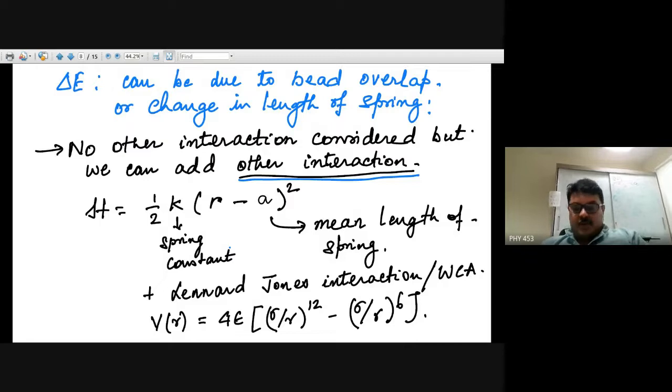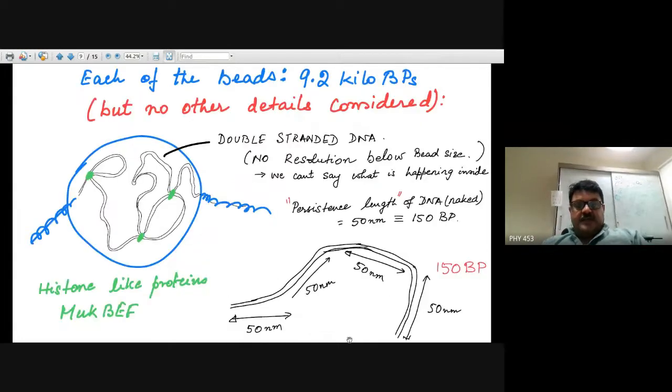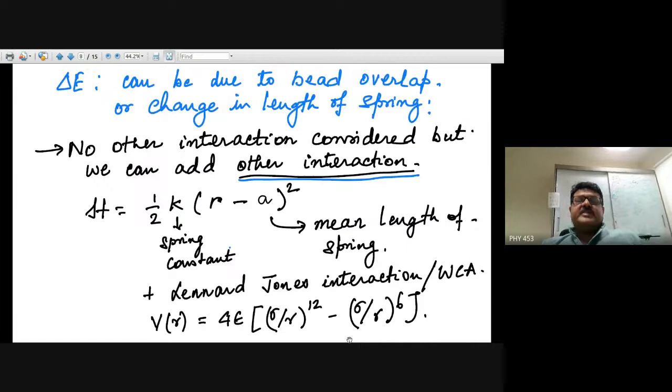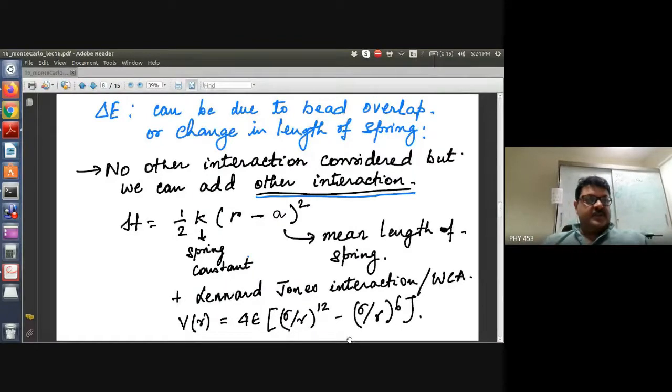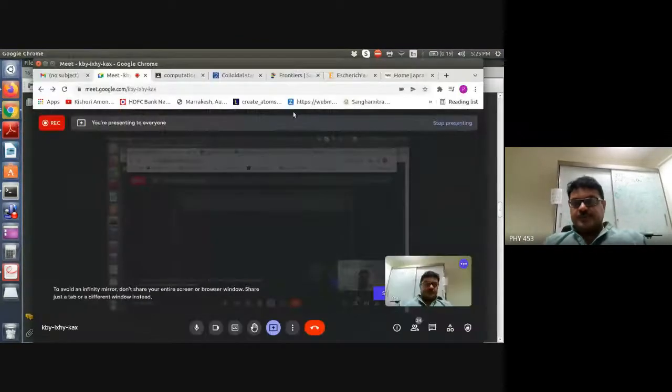But before that, let me tell you a bit more about how Monte Carlo works, and I'll also show you some movies about how a chain would take different conformations. Maybe I should show you the movie first so that you have a visual picture of these different conformations and so on and so forth.